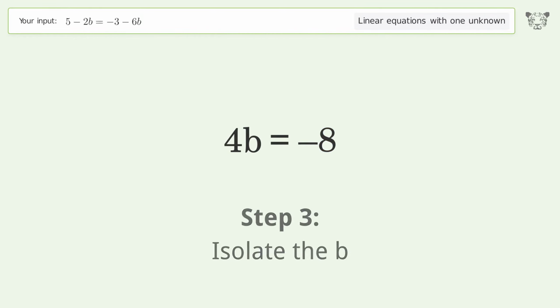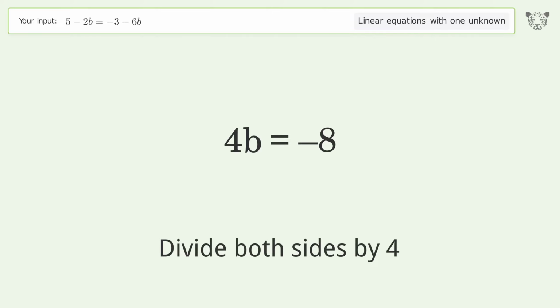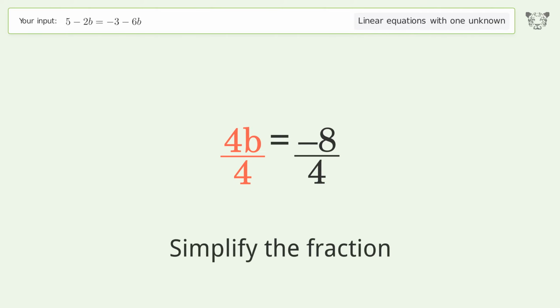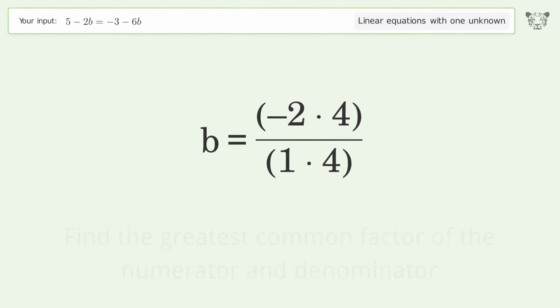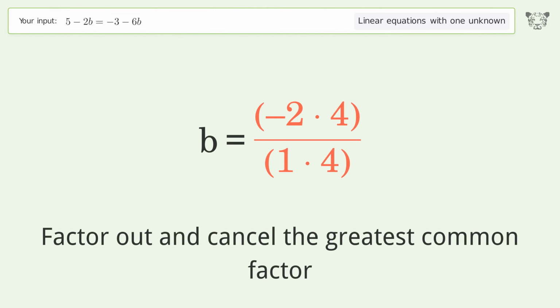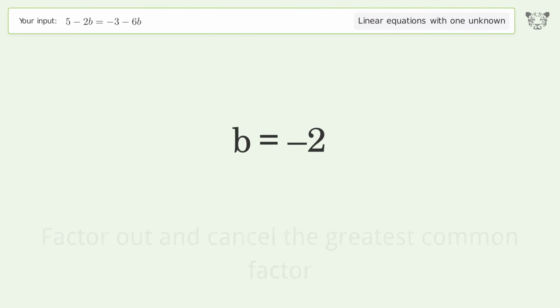Isolate the b. Divide both sides by 4. Simplify the fraction. Find the greatest common factor of the numerator and denominator. Factor out and cancel the greatest common factor. And so the final result is b equals -2.